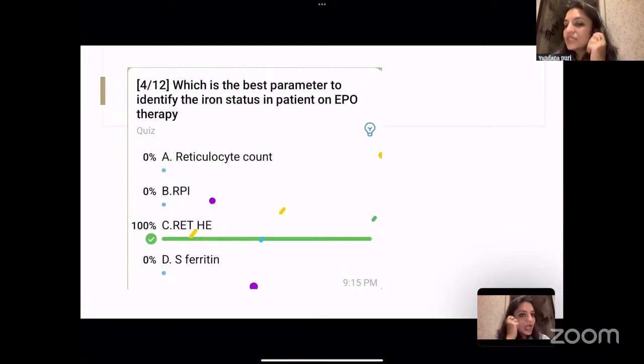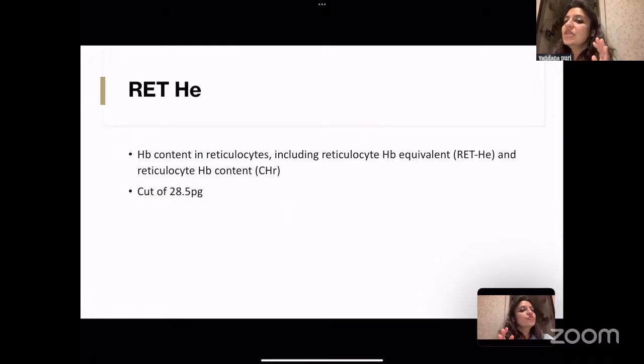Whenever a patient is on erythropoietin therapy, EPO therapy, we need an accurate parameter to assess the iron status. We don't want the results to be confounded, because any patient who is on EPO therapy might have kidney disease, so acute phase reactants will be increased. Your serum ferritin will not be an accurate assessor. In that case, we want to see the hemoglobin content in the reticulocyte itself, whether it is improving or not. For that, we have two important parameters: one is called reticulocyte hemoglobin equivalent, and the second is reticulocyte hemoglobin content.